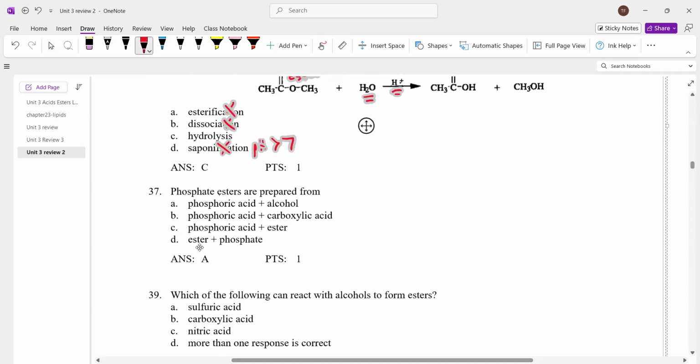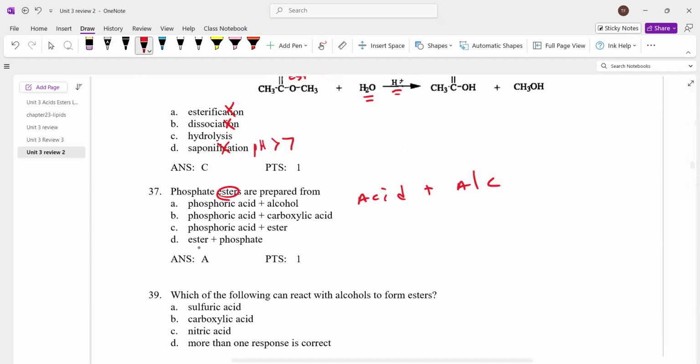Okay, esters need acid plus alcohol. Okay, and because it's a phosphate ester, we're going to start with phosphoric acid. Okay, and so phosphoric acid and carboxylic acid is not going to work. We need an acid and an alcohol. And here we have an acid and an alcohol and phosphate. So the only one left for acid plus alcohol is A.